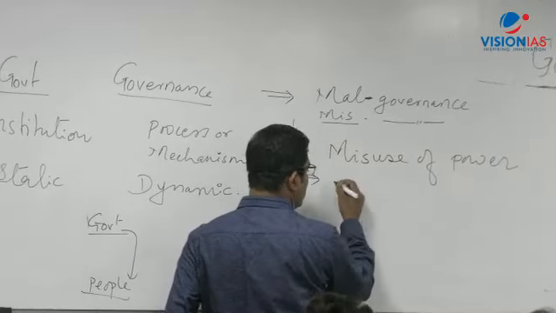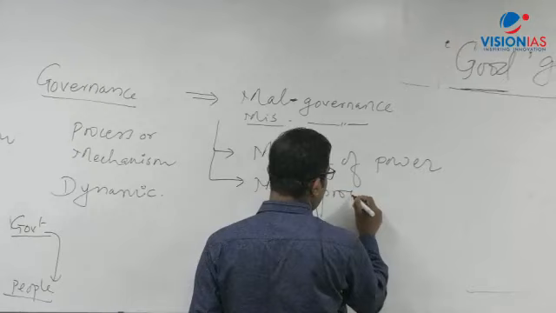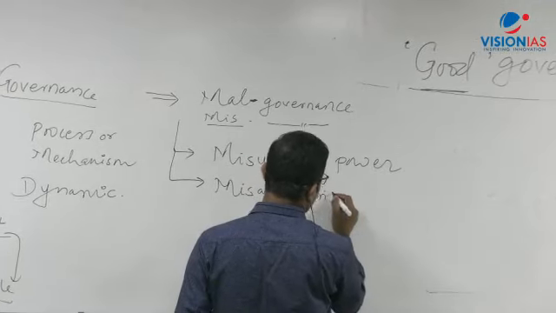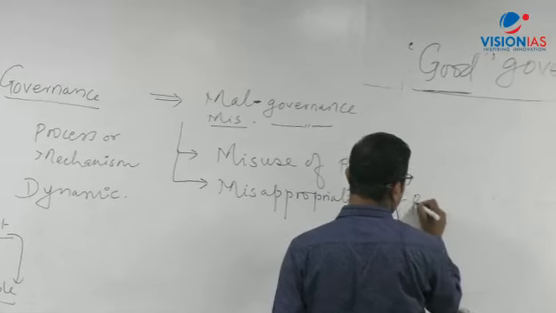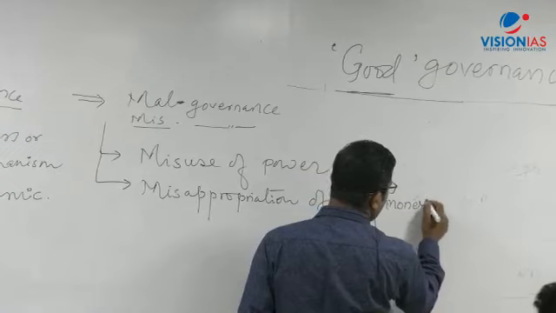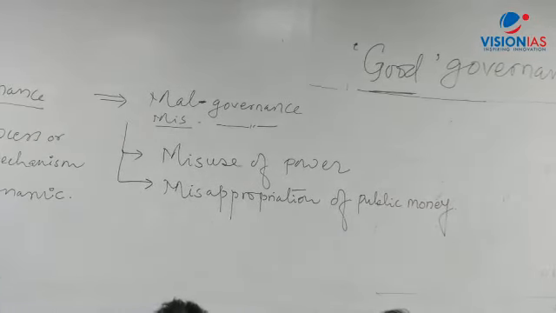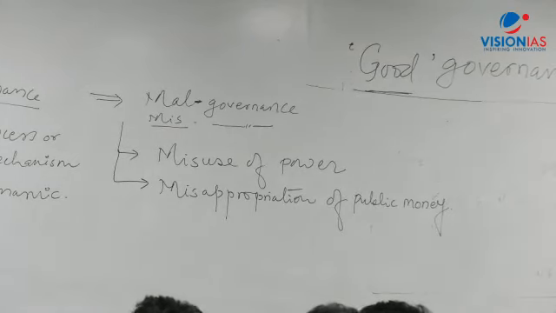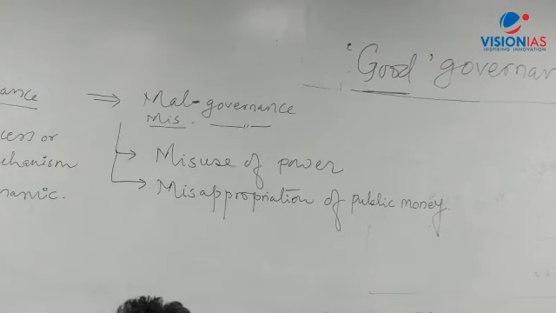An extension of this is misappropriation of public fund. Misappropriation of public money. That is, government, people pay the tax, and people expect that there should be judicious use of resources, and not only the judicious use, but the use should be for the welfare of the people. But what does it lead into?